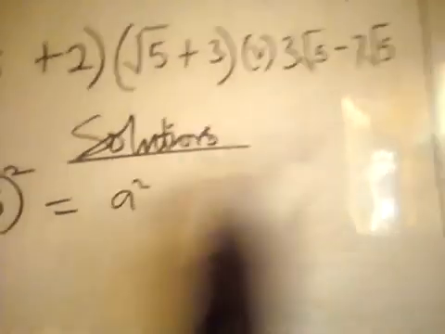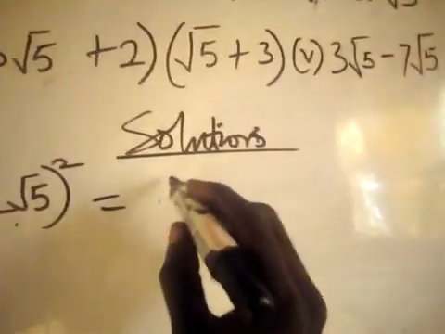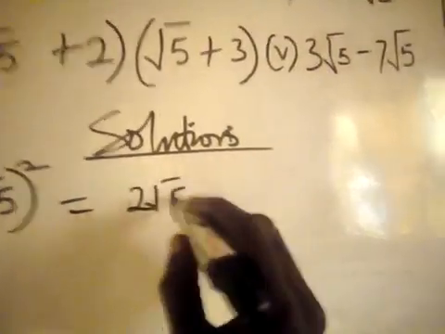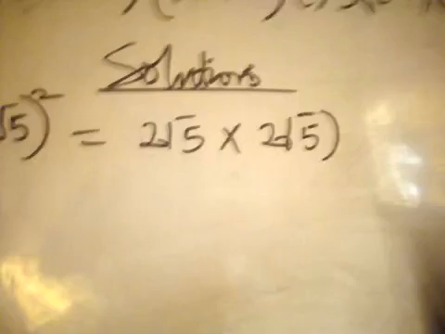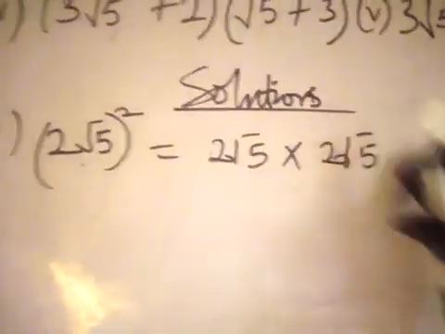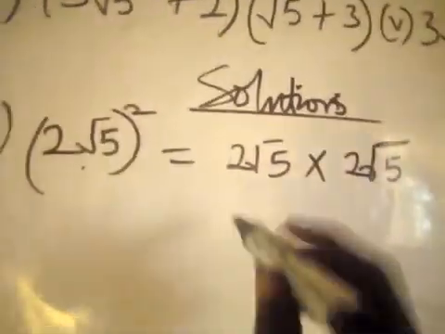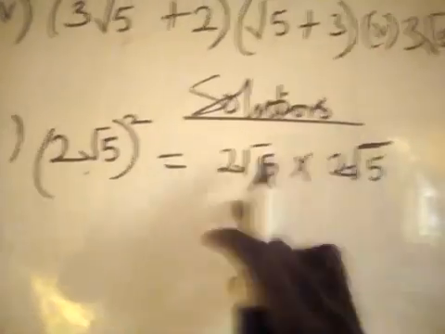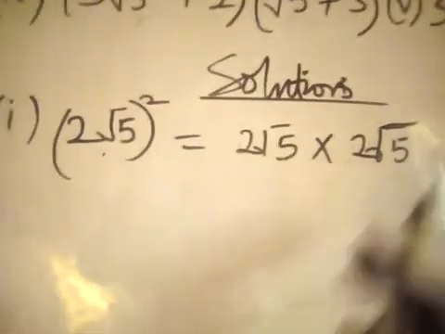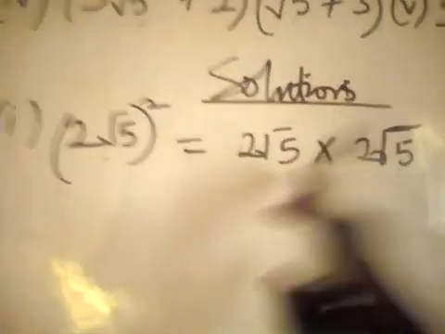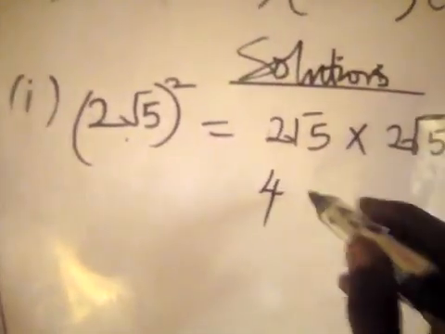Do you understand now? So we can say 2 root 5 times 2 root 5. Those are the two. And with that, we can multiply. Don't forget the multiplication rule that if you are multiplying two surds, you multiply the surd by surd and the whole number by whole number. So 2 times 2 will give us 4.